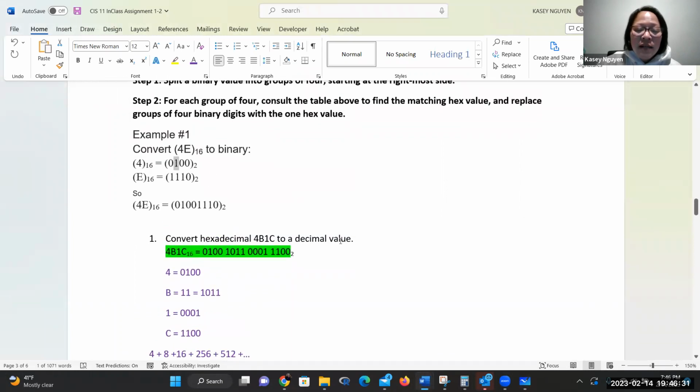We are going to go ahead and convert 4B1C. This is a hexadecimal, base 16, and we want to make this into a binary. So you're going to take each digit in hex and break it up into 4 bits. As I explained earlier in the example, the 4, if you go down the scale and you subtract, you're going to have 0, 1, 0, 0, right?